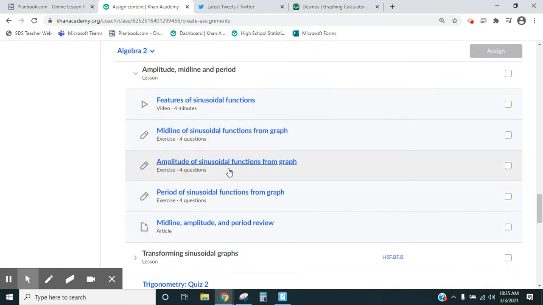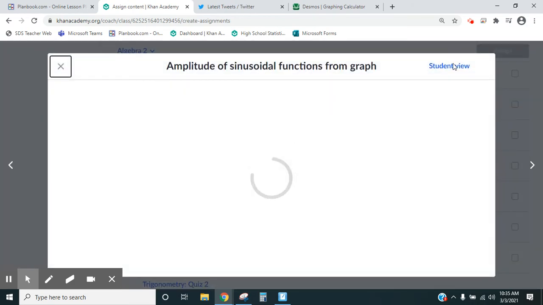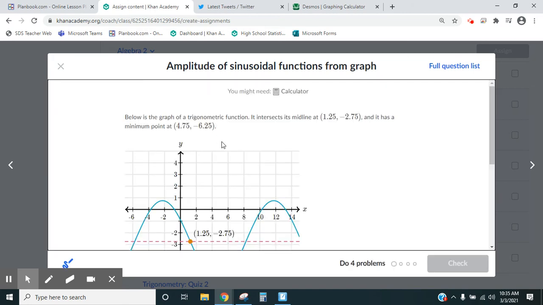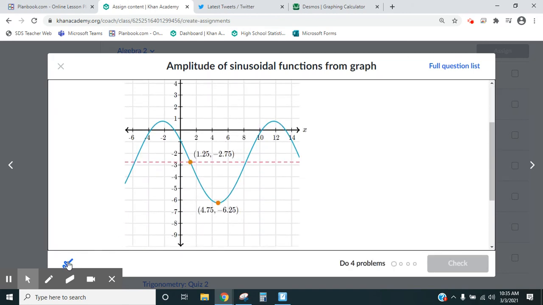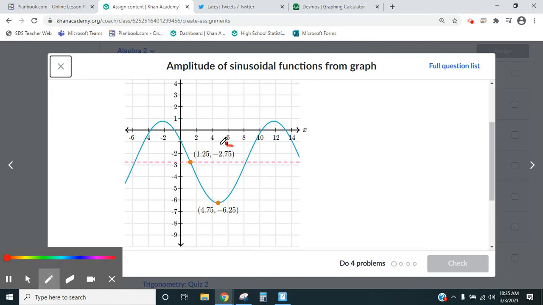Now let's look at the amplitude assignment. All right, so amplitude is the distance to the middle. So I'm looking here, I'm looking at that and that. What is the distance to the middle? Remember, that's our amplitude, and it's always positive. So let's do this.